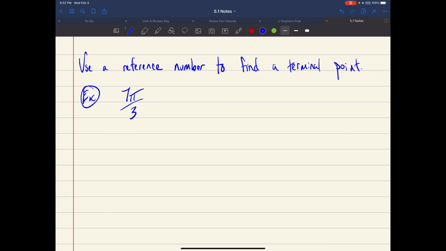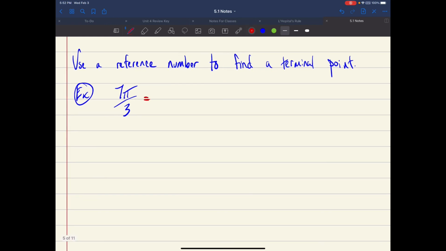So let's find our reference number. I'll do that again like the other one. I'll just divide these two numbers. 7 divided by 3 is going to be 2 and 1/3. If you add those together in common denominator, you'll get 7/3. And then I'm going to attach the pi. So 2 pi plus pi over 3. And so my reference number is pi over 3.